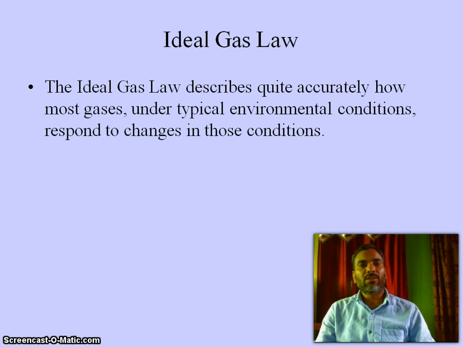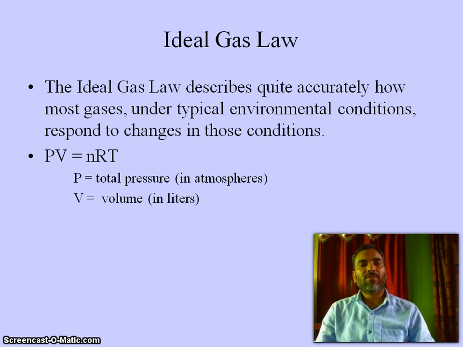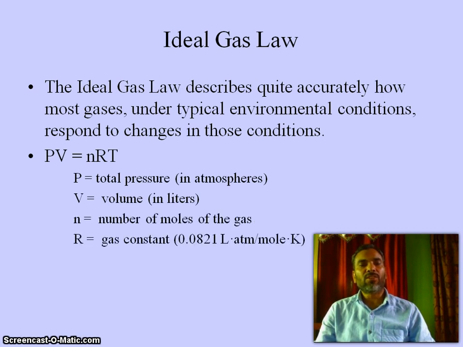Now, the gas law. The ideal gas law describes quite accurately how most gases under typical environmental conditions respond to changes in those conditions. PV equals nRT. P is total pressure in atmospheres, V is volume in liters, n is number of moles of gas, R is the gas constant, 0.0821 liter atm per mole per Kelvin, and T is absolute temperature in Kelvin, which is degrees Celsius plus 273. So friends, this is already clear to you.